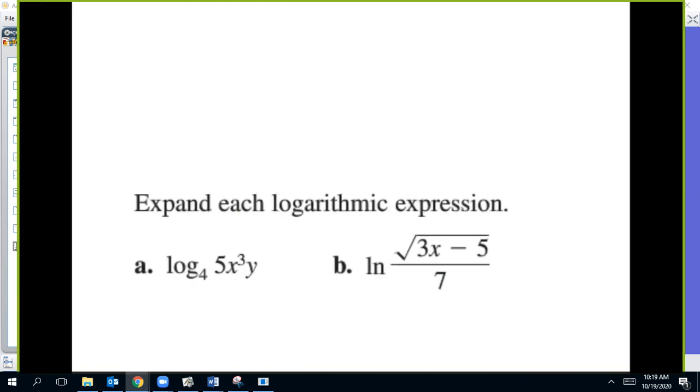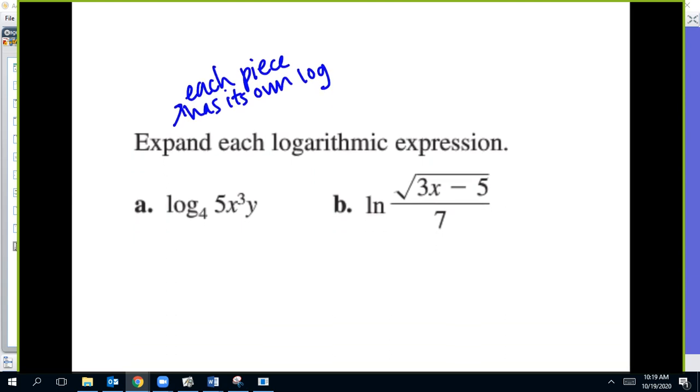Okay, now we'll go backwards and condense, or expand, I mean. And so we should say each term has its own log, or each piece has its own log. So what that looks like here is we will expand this, keep the base the same. This is a product, so I'm using a multiplication. So I just expanded each of these products, and then I can bring the 3 to the front.